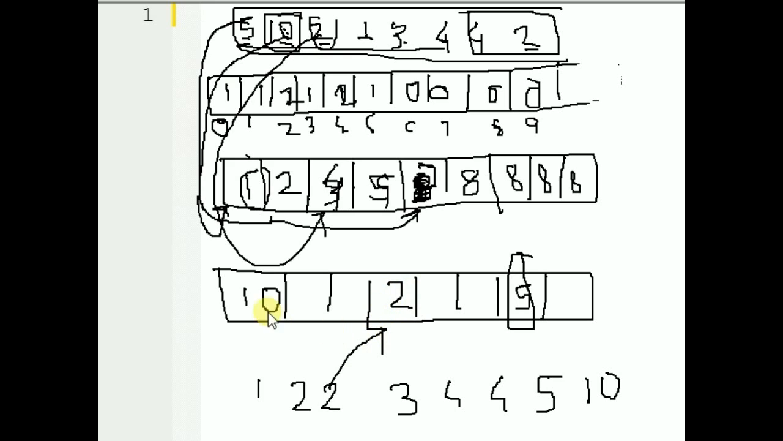Don't worry about this 10 after a few passes. I don't know at which pass, but it's the second pass, because 10 is the biggest element. So the number of passes would be 1 2. D equal to 2, so the number of passes will be 2. So at the second pass 10 would come to its correct place here.